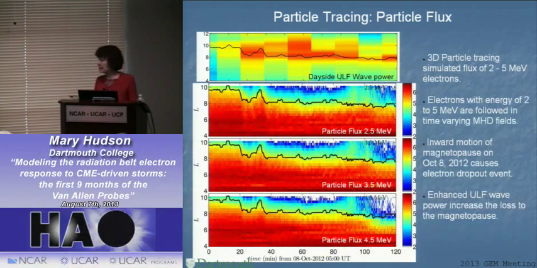Okay, so the next thing Jan did was he pushed particles in the MHD fields for this event, and so this is now doing that and converting to the energy channels of the REPT instrument, and so this is 2.5, 3.5, 4.5 MeV. And again, the magnetopause location is apparent, but you'll notice that even in the simulations, the electron loss is extending inside geosynchronous and well inside the location of the magnetopause.